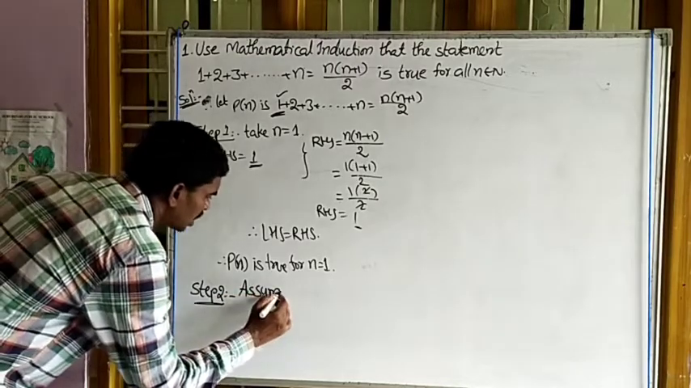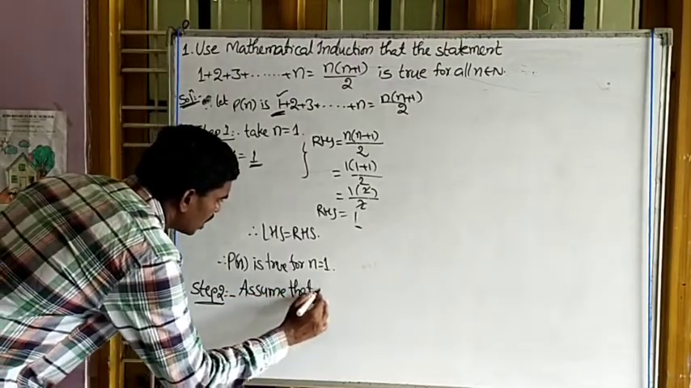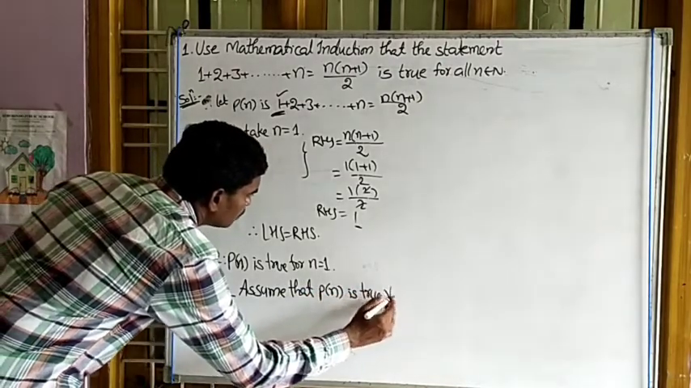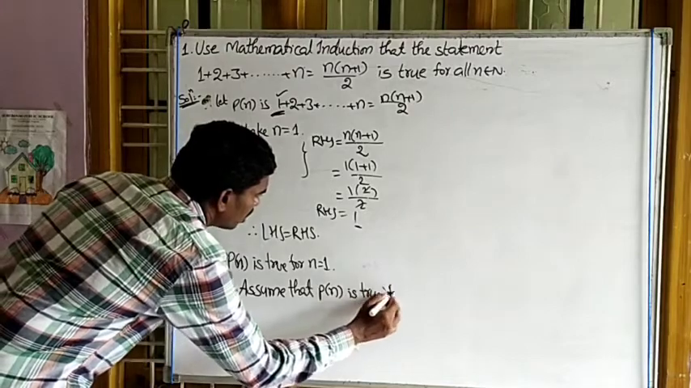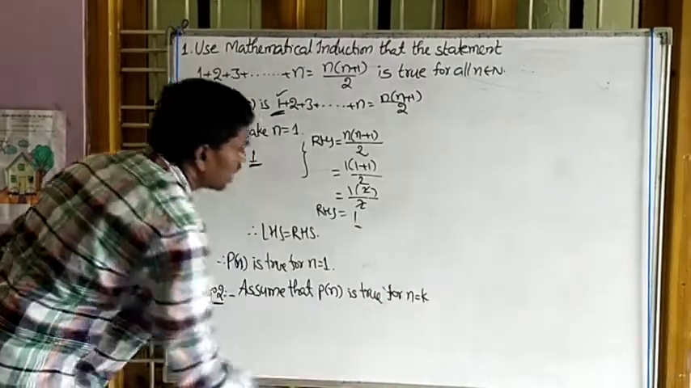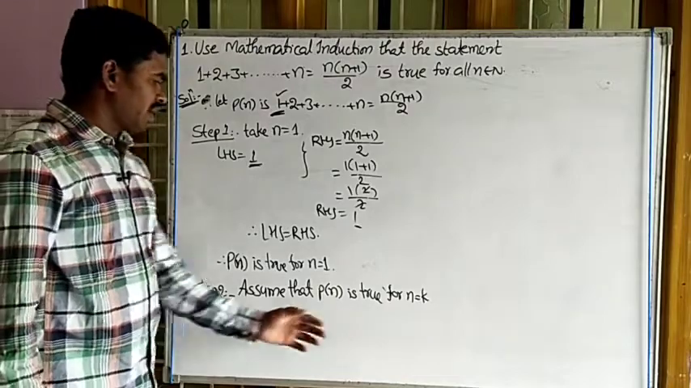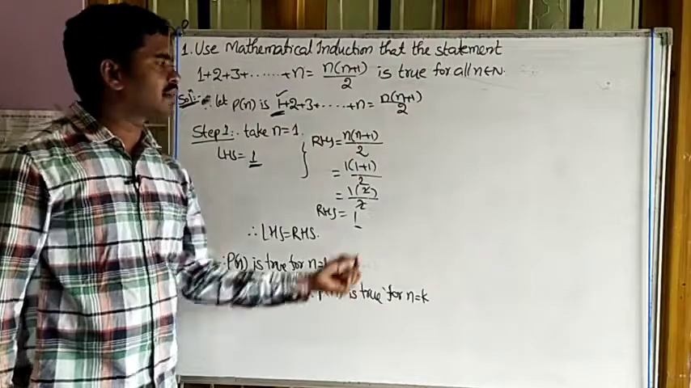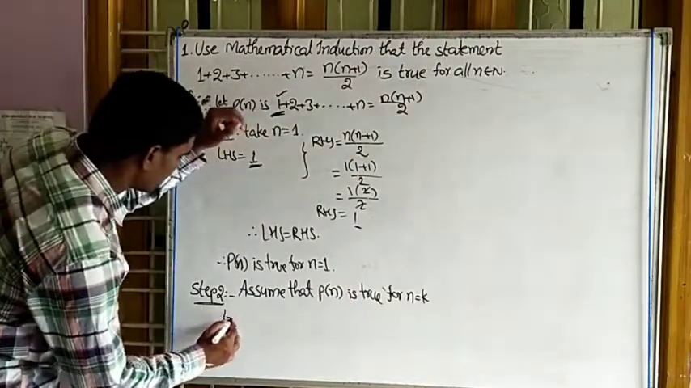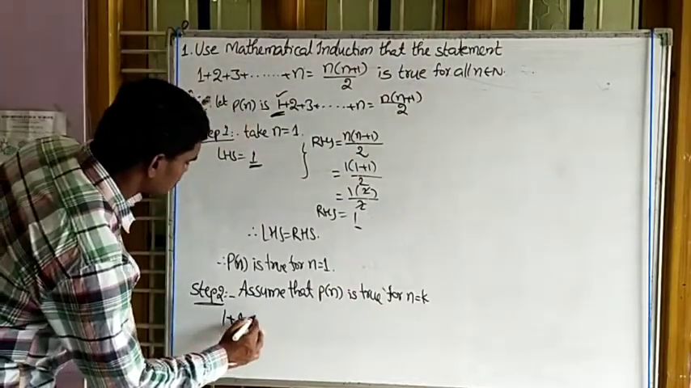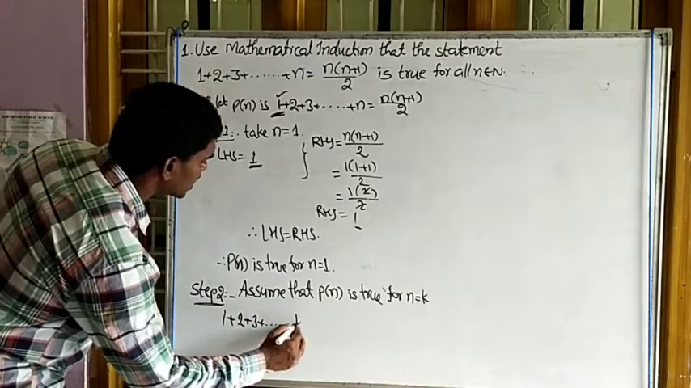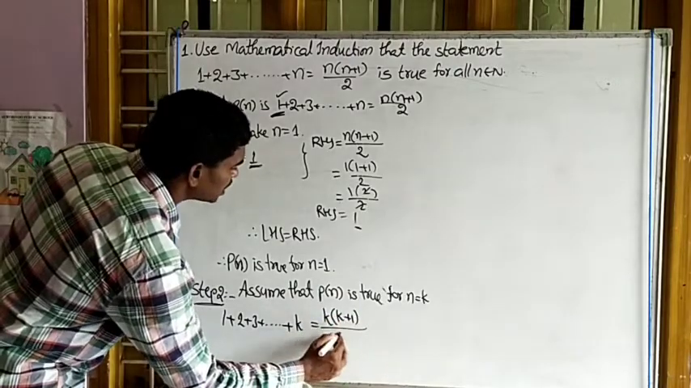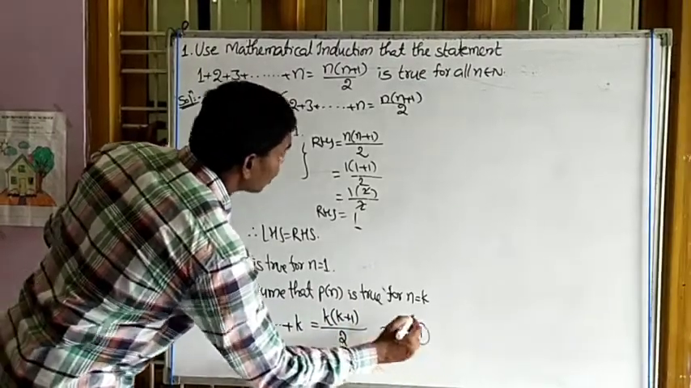In step 2, we should write: assume that P of n is true for n equal to k. N equal to k means in place of n we have to write k. First 1 is there, write 1. Next 2, next 3, and so on plus n means k, equals k into k plus 1 by 2. That's it. This is taken as equation 1.